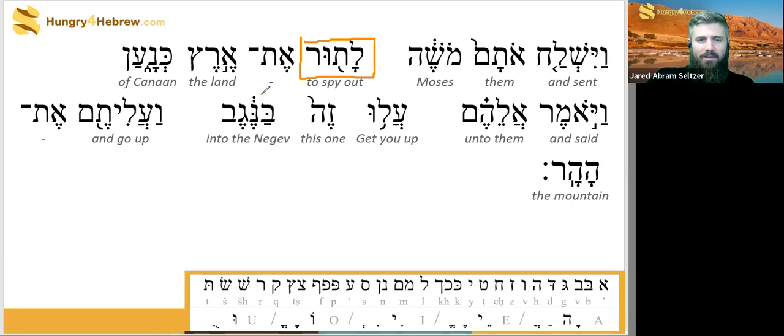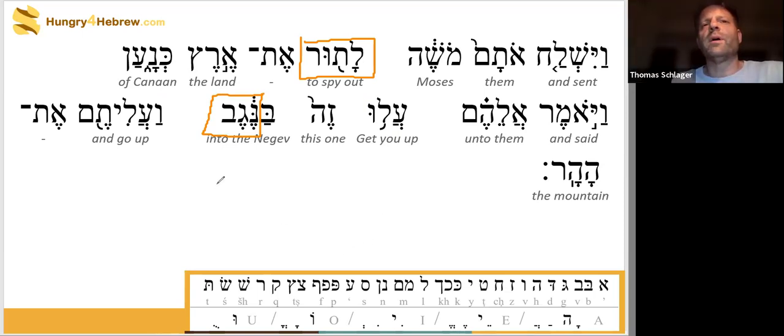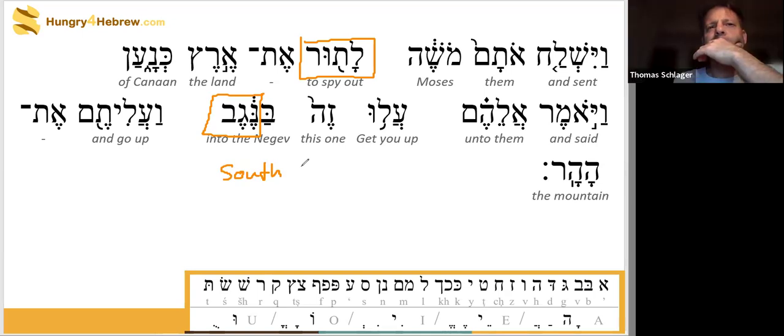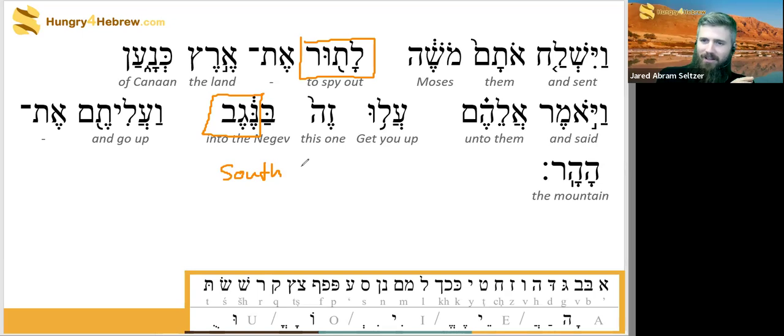Does anybody know what the root negev means, at least in modern Hebrew? South, okay, kind of. So much like yama means west, right? Yama is to the west, but it literally means towards the sea. So we translate it in the Bible as west, even though it means towards the sea. So what is Negev, even though we translate it as south? What is it literally?